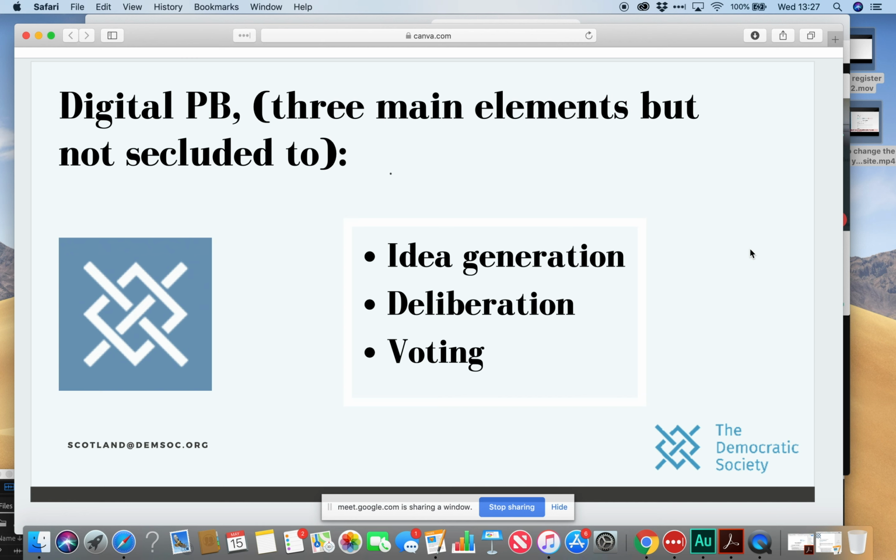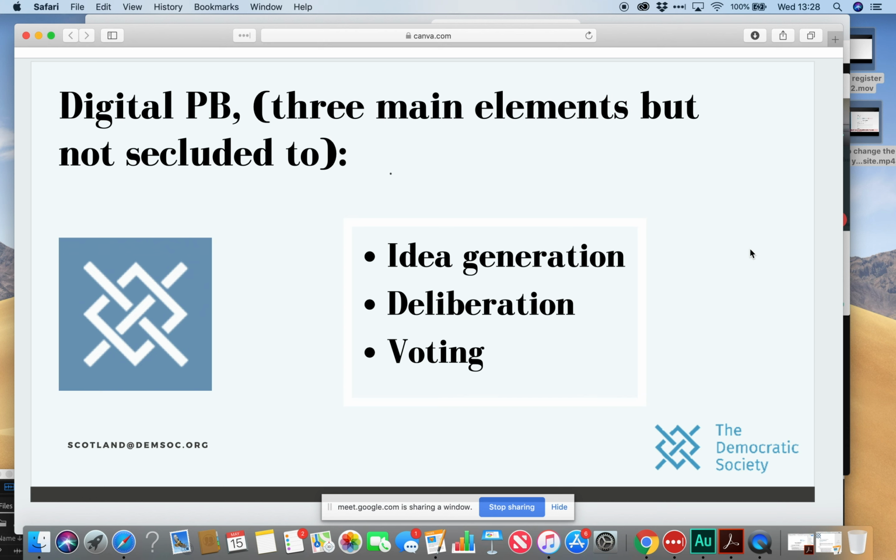Another main element of digital PB is deliberation. So that's the way that people who are accessing the online tool can have a discussion about the ideas that have been generated. Different tools allow you to deliberate in different ways. Some, for example, have a setup where you have columns for and against. Others have threads. The thing about deliberation is that it gives an opportunity for people in the community, the participants, to make comments on the things that they are seeing being proposed for the funding being spent on.